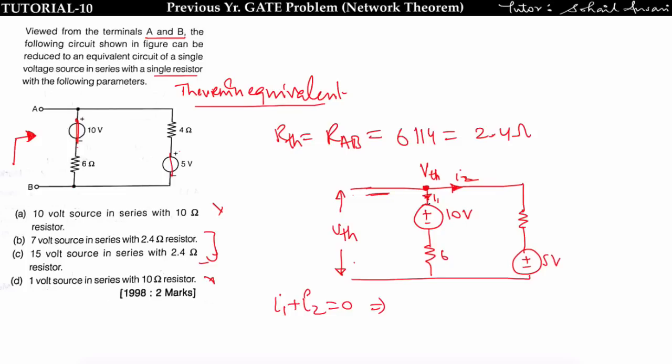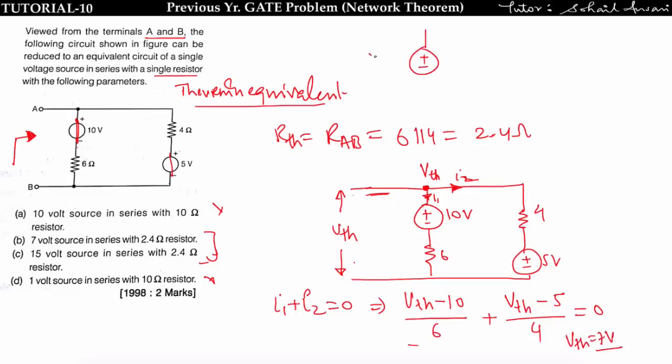Now I1 can be replaced by VTH, higher potential, minus lower potential, that is (VTH minus 10) by 6, plus (VTH minus 5) by this 4 ohm resistor, is equal to 0. When you find VTH, you will get VTH is equal to 7 volt. So overall the circuit is replaced by a 7 volt voltage source in series with 2.4 ohm resistance, and this is my AB terminal.